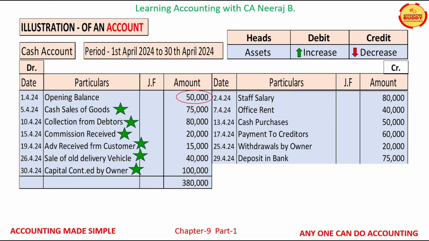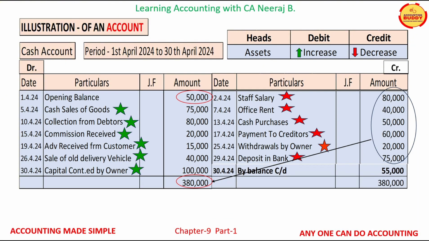And on the right hand side of the cash account, all the cash transactions which result into the decrease in the cash balance are recorded. Staff salary 80,000, office rent 40,000, cash purchases 50,000, payment to creditors 60,000, withdrawal by the owner 20,000, and cash deposited into the bank 75,000. In this cash account example, when from the total cash of 380,000, all the payments of the cash are deducted, we are left with a cash balance of 55,000.